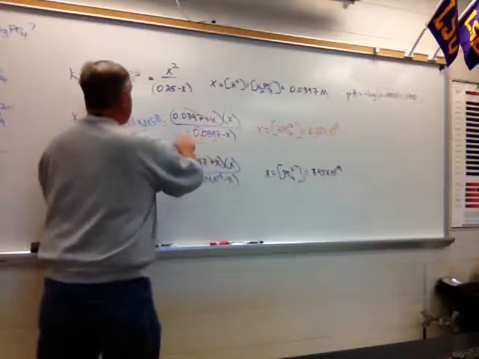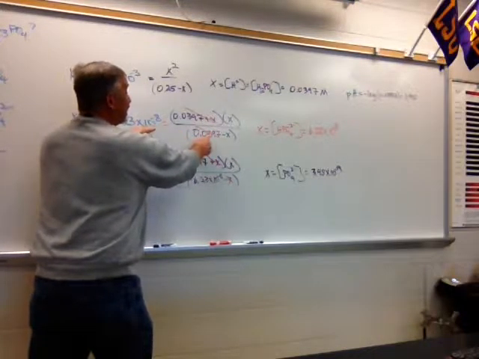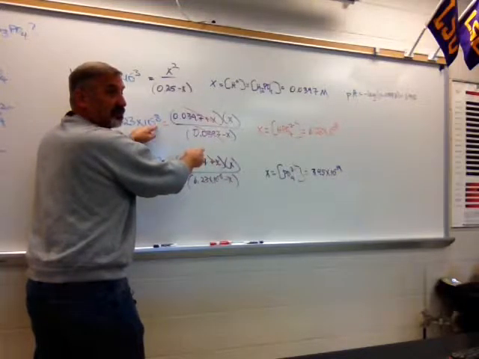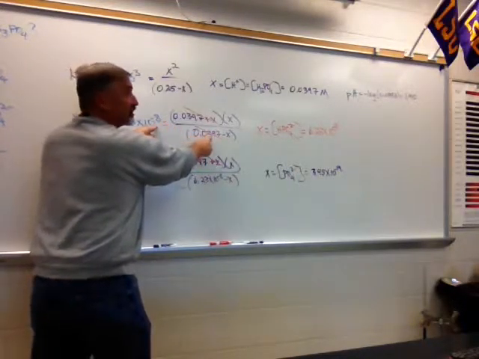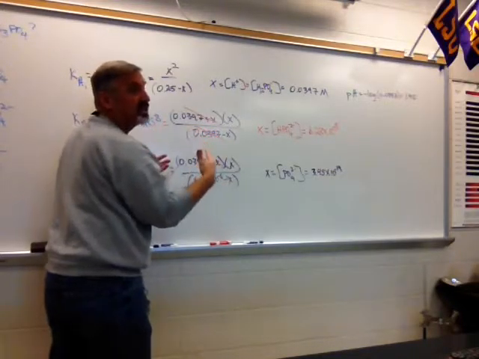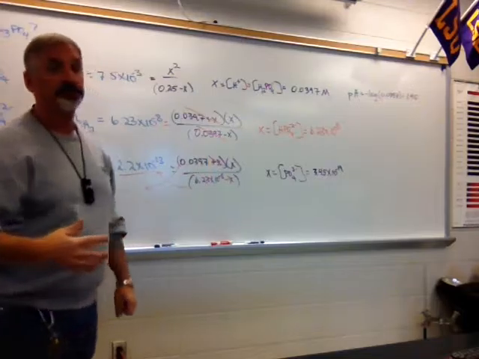The assumption is that this number has to be at least 1,000 times bigger than this number, 10 to the 3. Since this is 10 to the minus 2 and this is 10 to the minus 8, you've got a difference of 6. You can assume that x is negligible.